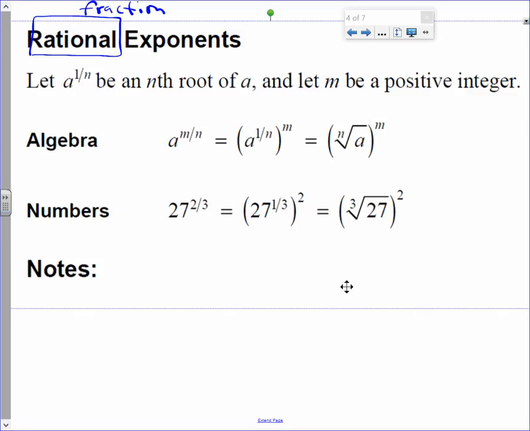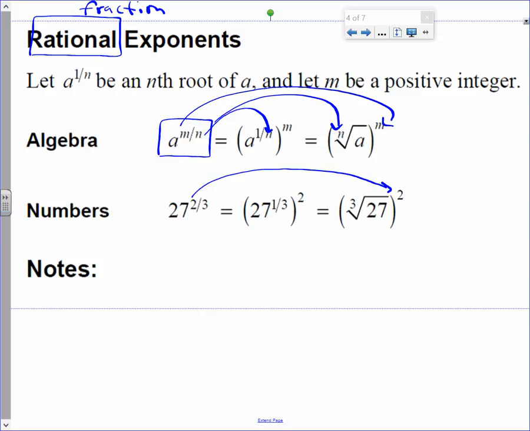So this is how we deal with it. If you have a to the m over n power, look at what ends up happening. The denominator becomes the index. It's the index, and we already know that. And the numerator becomes the power that it's raised to in the end. The numerator becomes the power that everything's raised to, and the denominator becomes the index of the nth root.